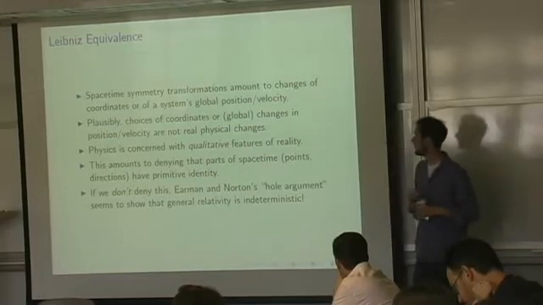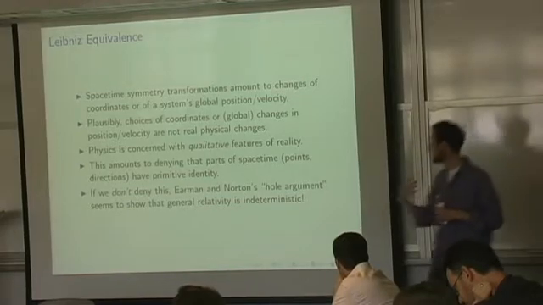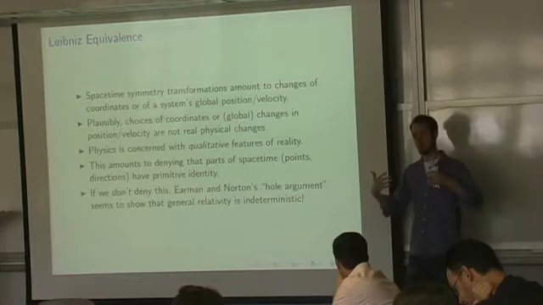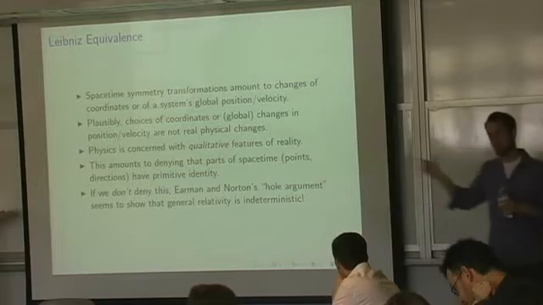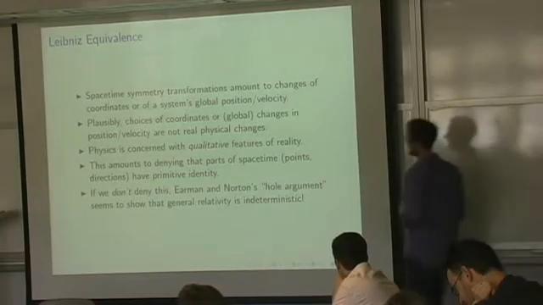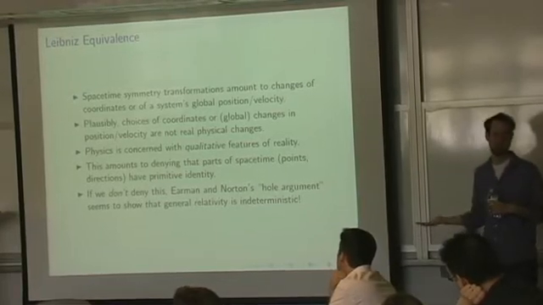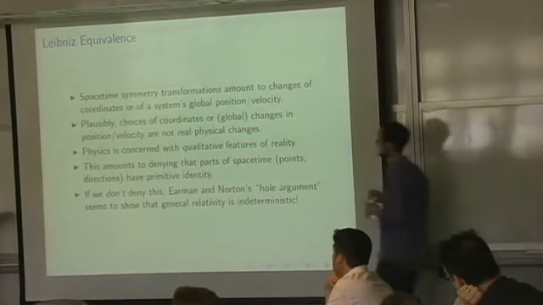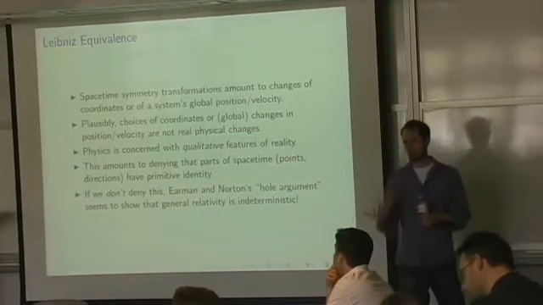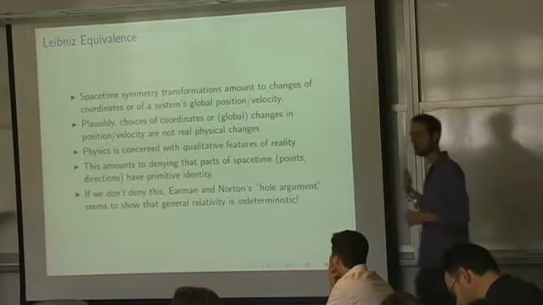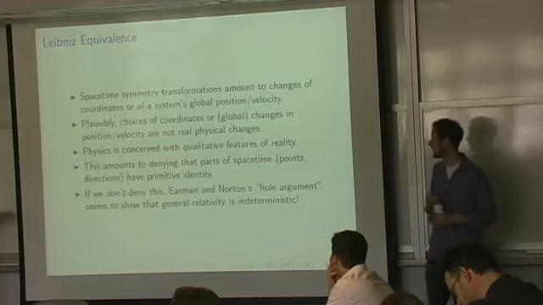it looks like these global changes aren't real physical changes. When you think, could the universe have been a universe in which everything was just the same except we were 5 feet over that way? Well, I don't know. There's no qualitative difference between that universe and the one that we live in. Why should we assume that those are different possibilities? Physics, we might think, is concerned with qualitative features of reality. And to talk about distinct physical possibilities that have all the same qualitative features looks like a mistake.